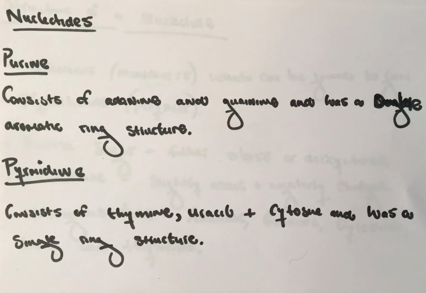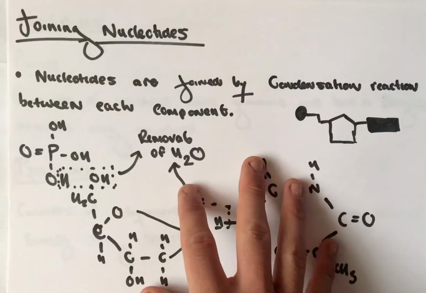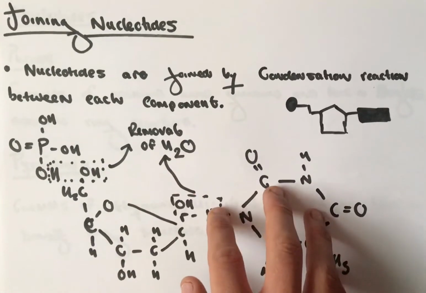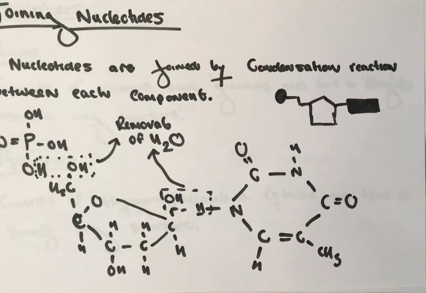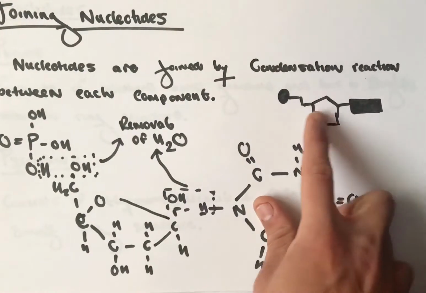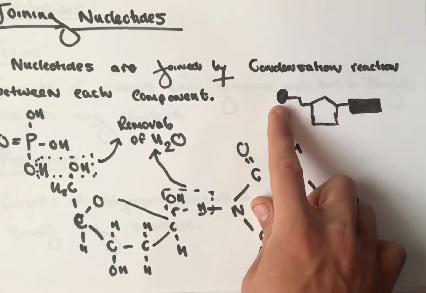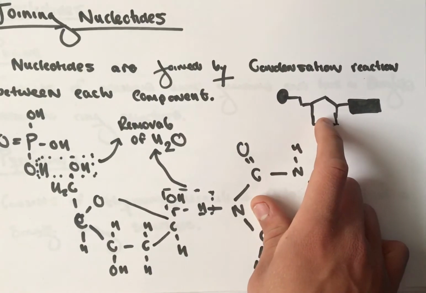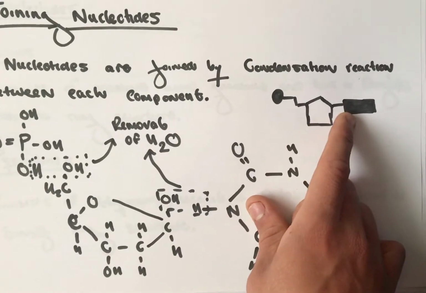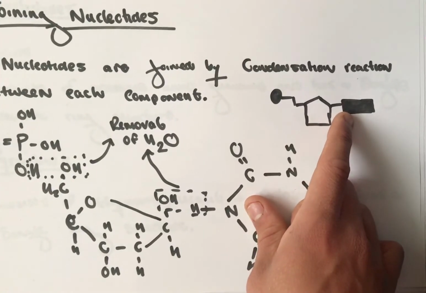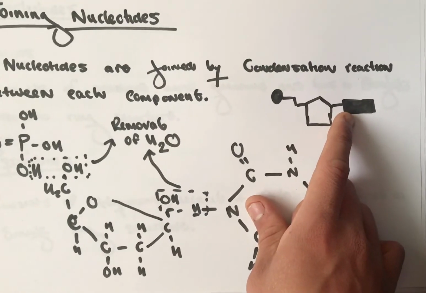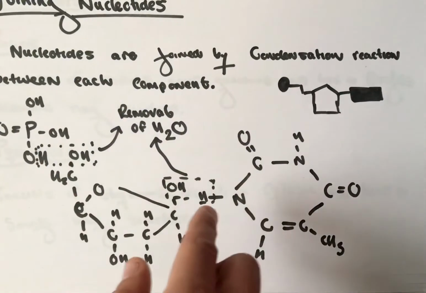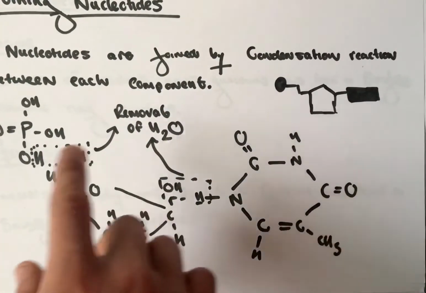We're now going to look at how you can join nucleotides together. So nucleotides are joined together by condensation reactions, which involve the elimination of water. So here's a very simplified structure of a nucleotide. So this is the phosphate group. This is the sugar, which can either be deoxyribose or ribose. And then you've got the nitrogenous base, which can either be A, C, T or G, and U if it's an RNA molecule. So here we have the displayed formula of what's known as the nucleotide.